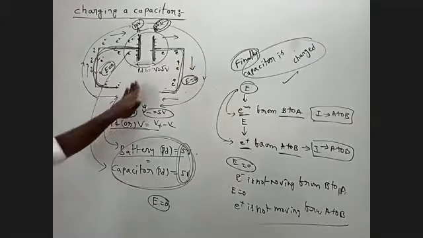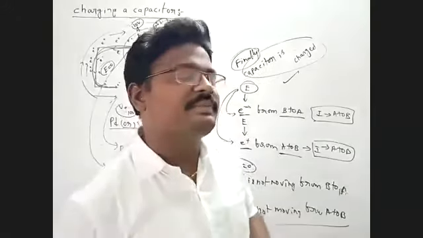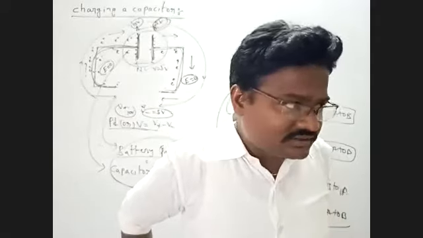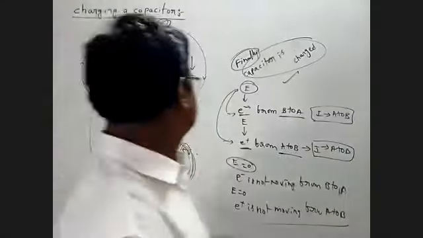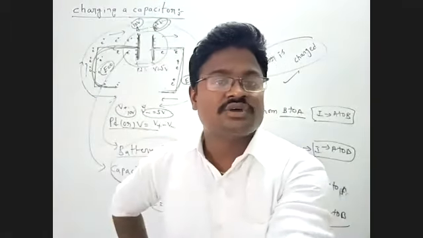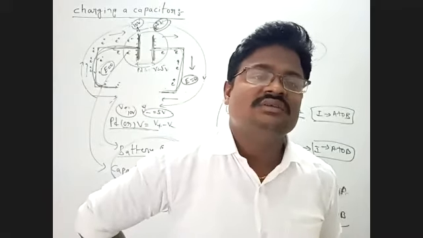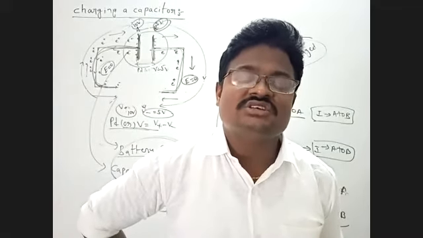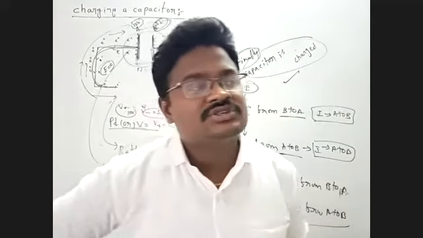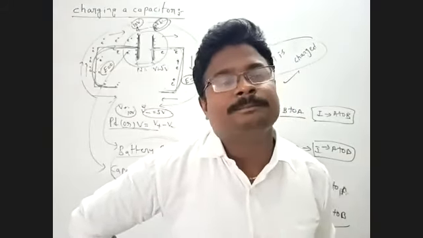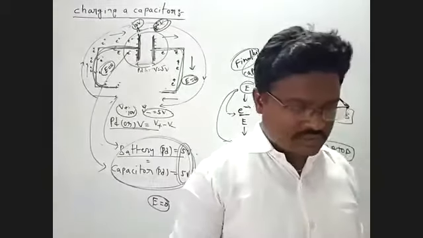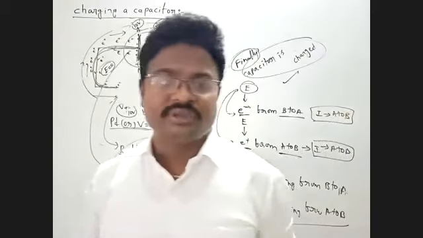The battery has energy, which means electric field and potential. The capacitor is connected to the battery. The battery provides the energy, and the energy pulls the electrons from plate A to plate B. So there is positive charge on plate A and negative charge on plate B. The plates become oppositely charged.